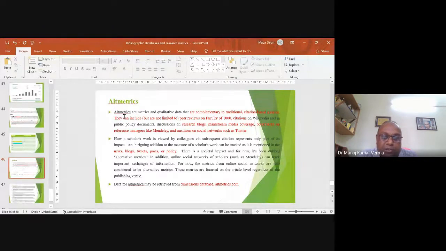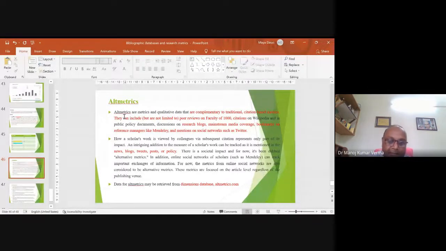They include but are not limited to peer review on Faculty of 1000, citations on Wikipedia and public policy documents, discussion in research blogs, mainstream media coverage, bookmarks and reference management like Mendeley, and mentions on social network sites like Twitter. This shows how the scholar's work is viewed by colleagues, while subsequent citation represents only part of its impact. The data comes from news, blogs, Twitter, and policy posts, which they analyze.